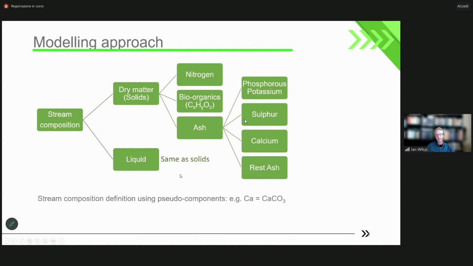The liquids, we have the same approach. I didn't show that. And to enter then in the flow sheeting software, we need to define components, real life components. So we make the selection there. For example, calcium, we entered as calcium carbonate.